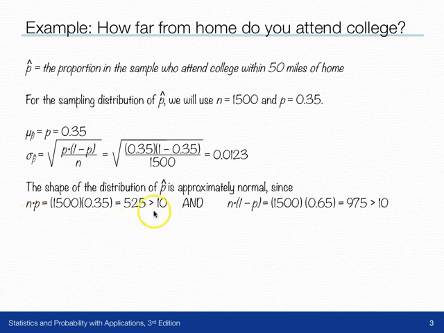Since n times p is greater than 10, in this case n times p is 525, and n times 1 minus p is also greater than 10. In this case, that number is 975. Both of which are greater than 10, and so we can continue using a normal distribution to find this probability.